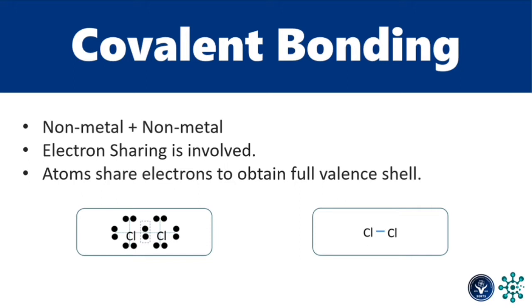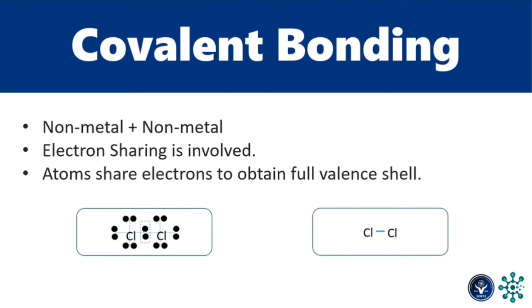This exists between nonmetals. Here, instead of electron transfer, there is electron sharing. Atoms share electrons to obtain a full valence shell. As you can see, both of these chlorine atoms have 2, 4, 6, 8 valence electrons. And the shared electrons are denoted as bonds.